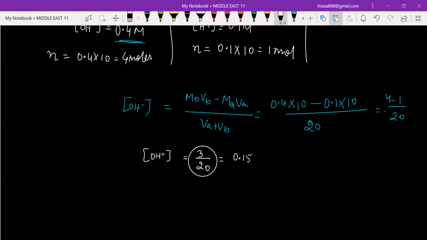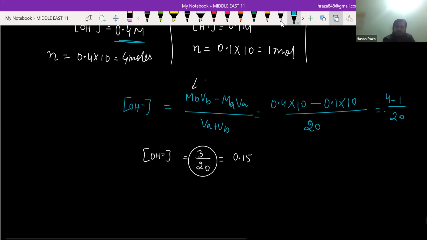Are you talking about 3 by 20? No, sir. I'm talking about the formula, sir. I think you have made a mistake, sir. MB into VB minus MA into VA. Whenever the number of moles of acid or base, whoever is greater, that will be in the first place, then minus the lesser number. No, sir, I mean 0.2, sir. My mistake. It's 0.2. You took MB as 0.2, right? Yes, sir.